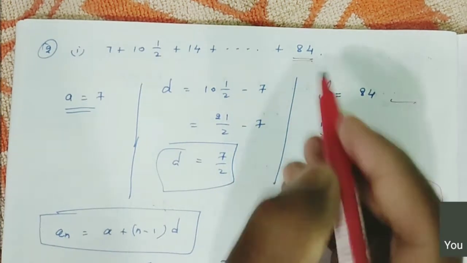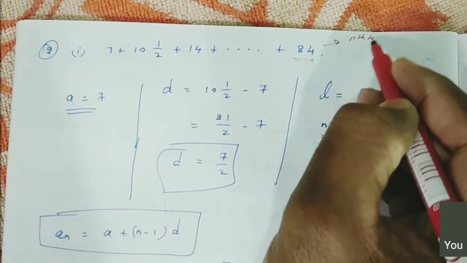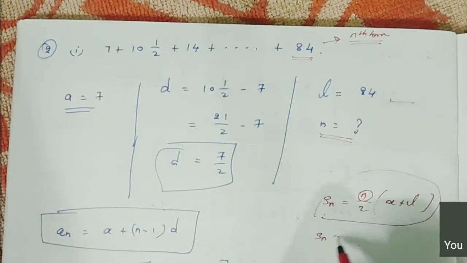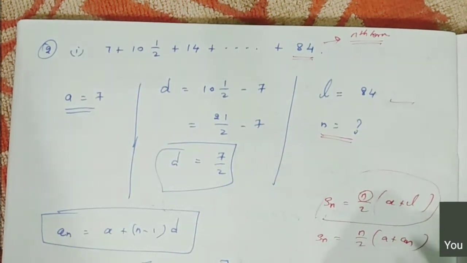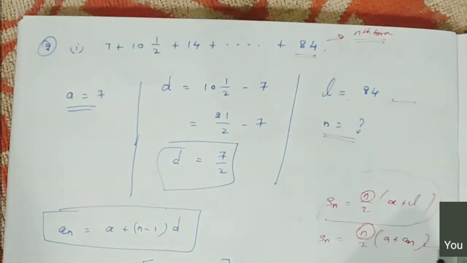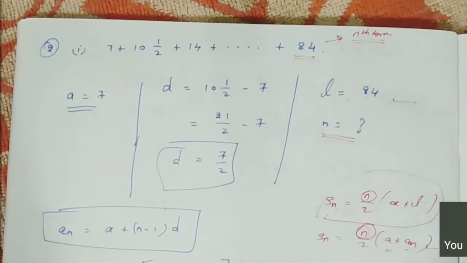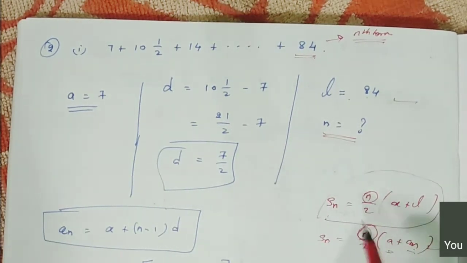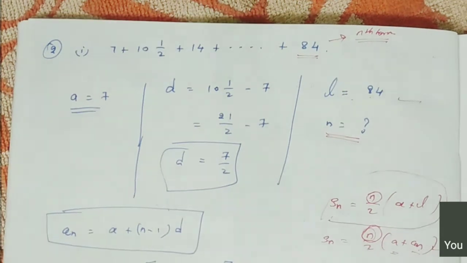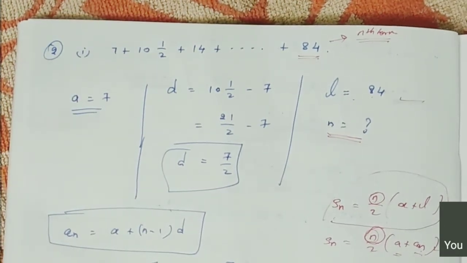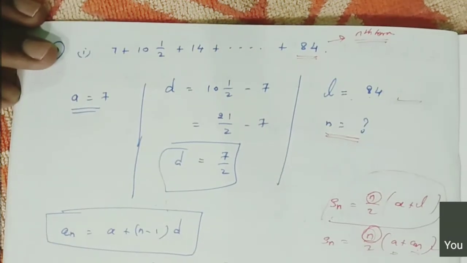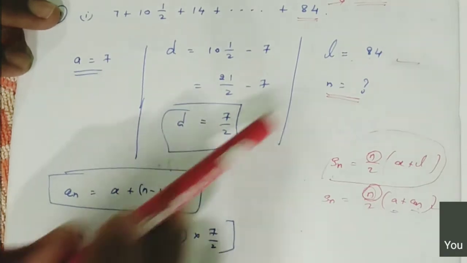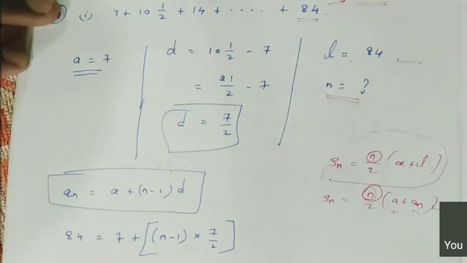So the value of this term is the nth term, right? When we want to use Sn is equal to n by 2 into a plus an also, we need an. If we consider the last term is an here, a is here, d is also available, but n is not here, right? So whichever formula we are using here, we need the n value. Clear? So our first aim is to find the n value. Okay, now so we need to find the n value. So they have given an. An is 84. So from this an, will you be able to find n or not?